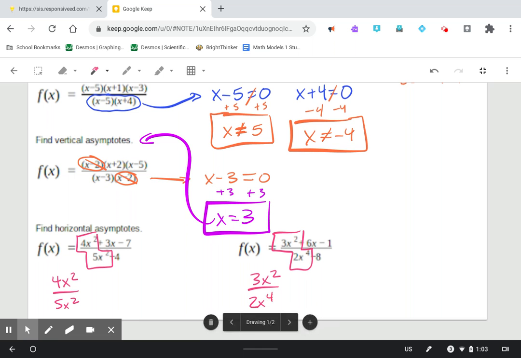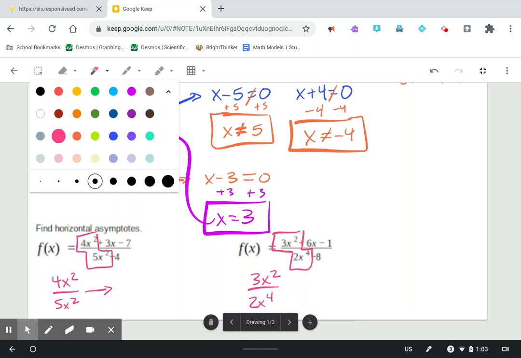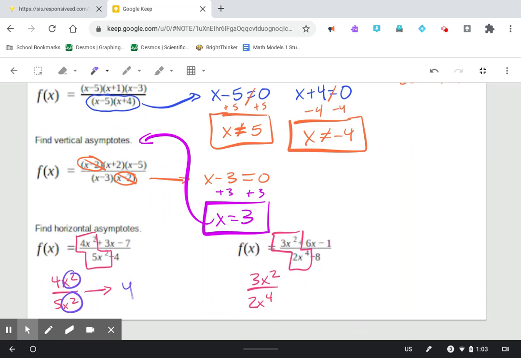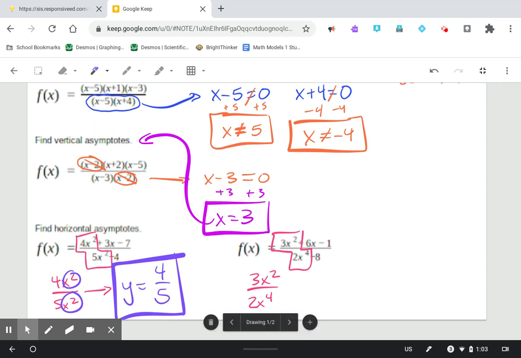One, if they are the same, like they are here, x squared and x squared, if the degrees are the same, then I just simply say that y equals 4 over 5. Notice all I've done is taken the coefficients.